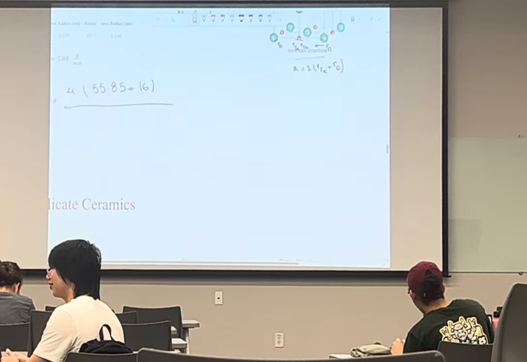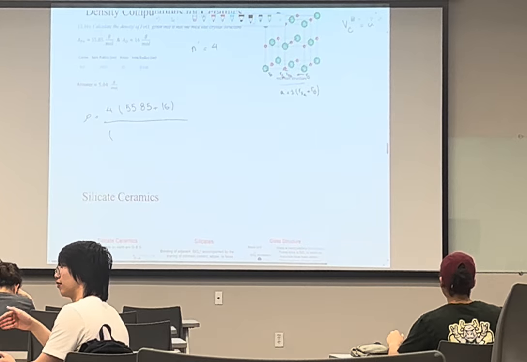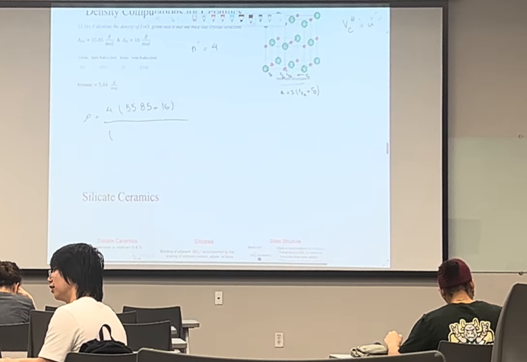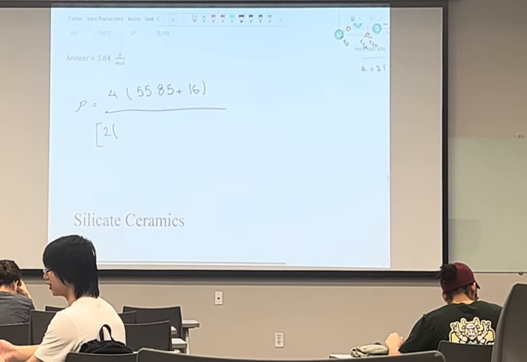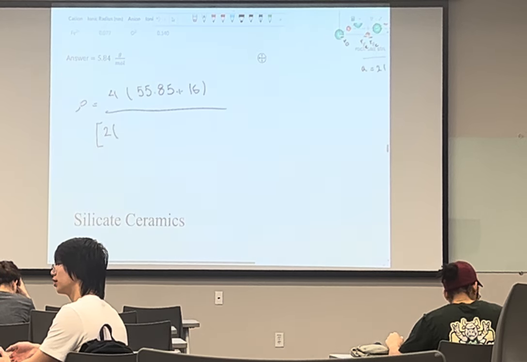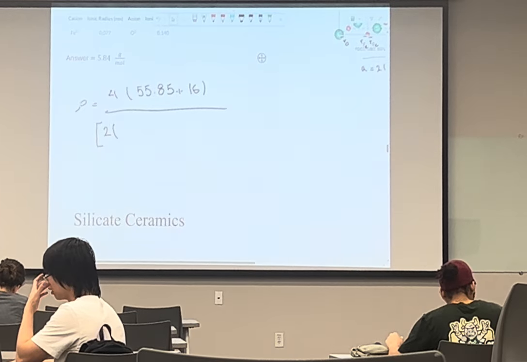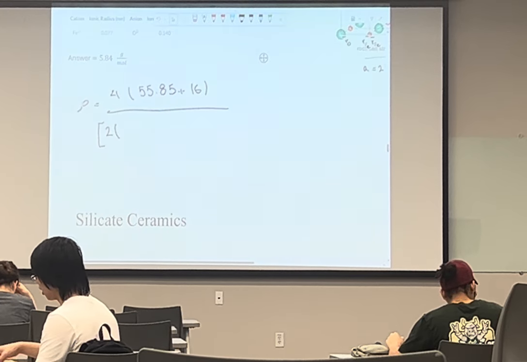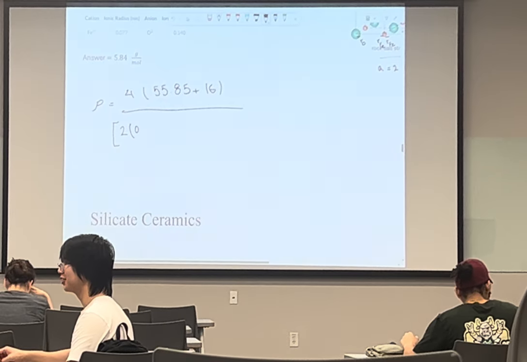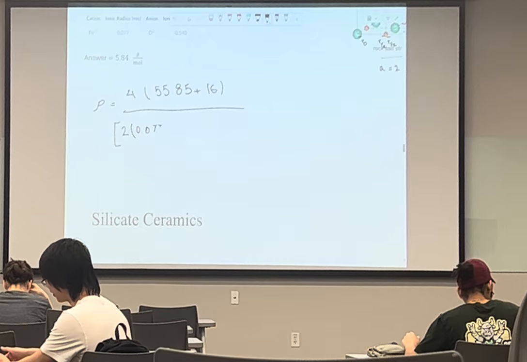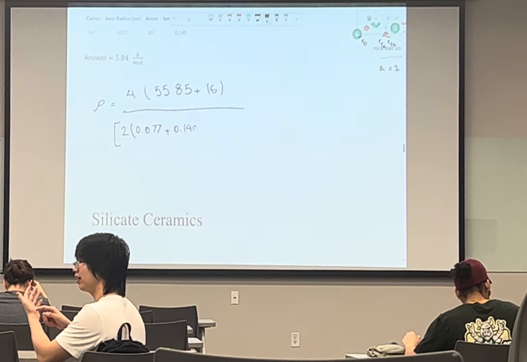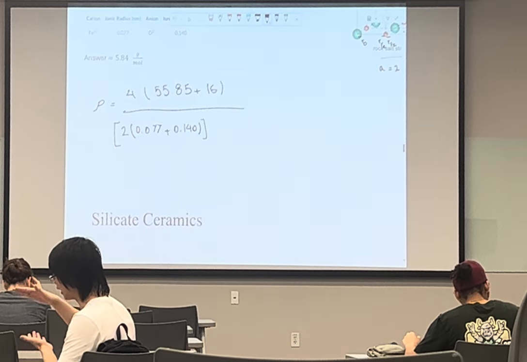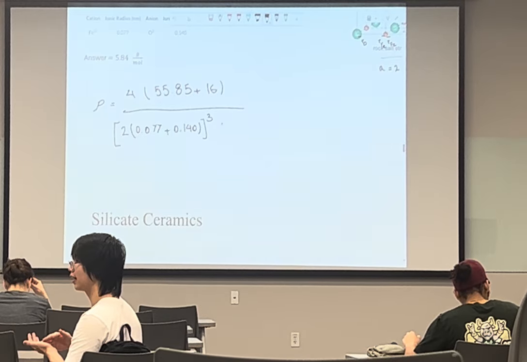So that's our A. Okay. So basically we're gonna have, and also we have the radius, right? What's the ionic radius here? For Fe is gonna be 0.0077 plus 40 times 3, and also the electric.